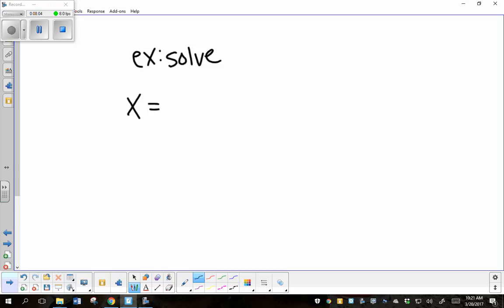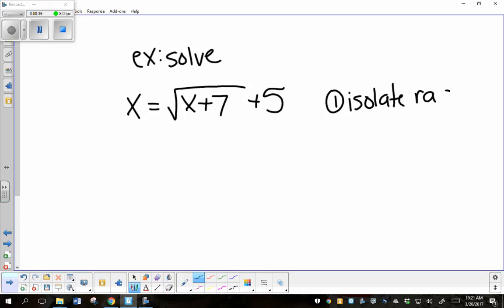This is a lot bigger problem. Alright, so write down x equals the square root of x plus 7 and then plus 5. In this case, the problem is this x is trapped in a square root. So whenever you have x's trapped in square roots, the first thing you want to do is isolate the radical that has the x trapped inside of it. That's the first thing you're going to do, is get the radical by itself, the one that has the x trapped inside.